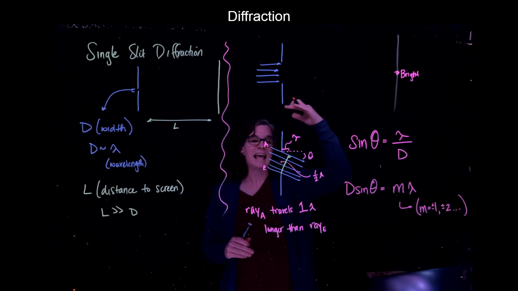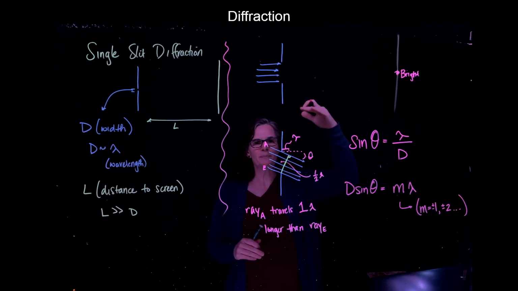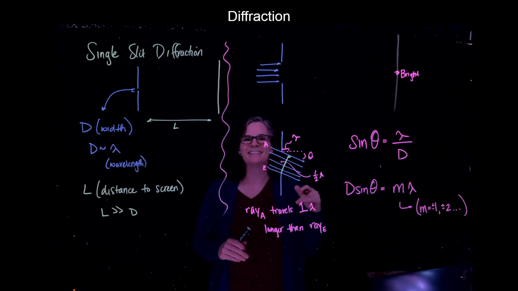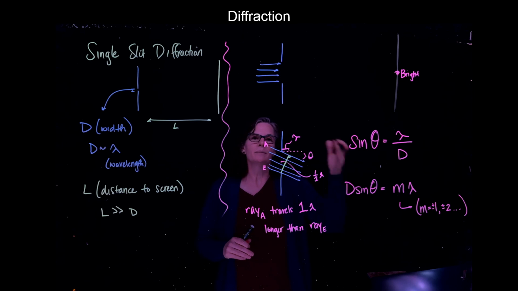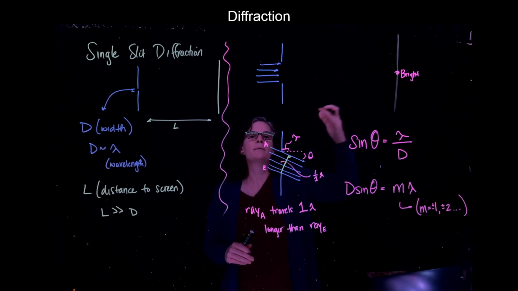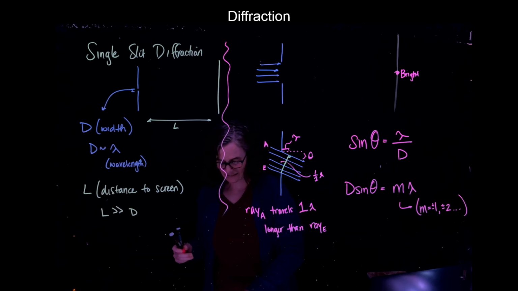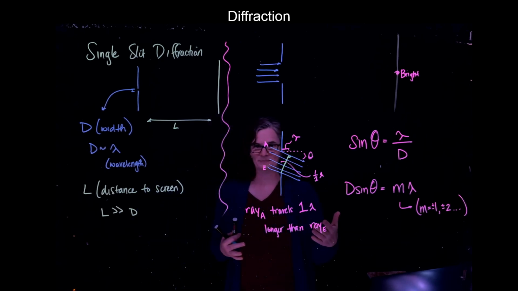So that is where the edge is. My first dark spot at the top will be when m is 1. My second dark spot at the top, m will be 2. My first dark spot at the bottom, m will be 1. My second dark spot, excuse me, at the bottom, m will be 2. Okay, so that's how we get our dark spots.